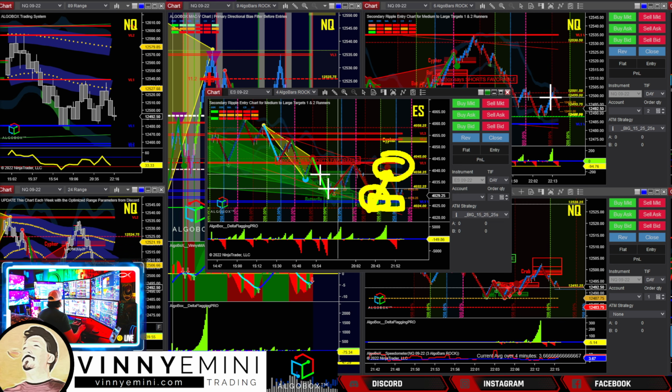Boom, exit on the dot. Target 1, target 2, beautiful. Now remember, this is off of the 4s, so this is a very large distance. Again, look over here on the right. This is a multi-handle play here off of ES. These are double deltas. All I do is I stalk the play.